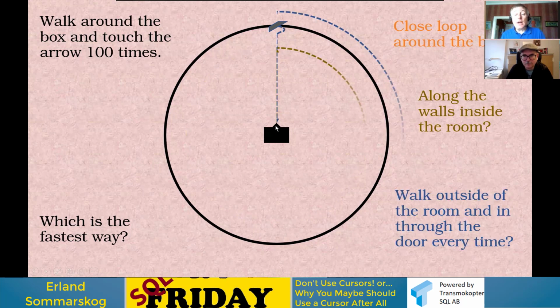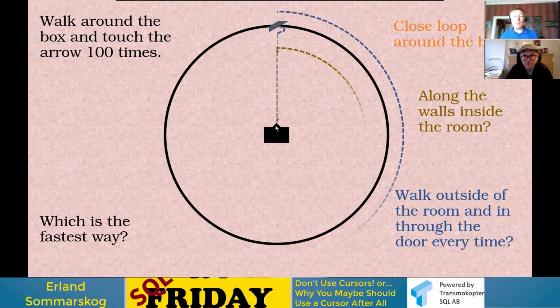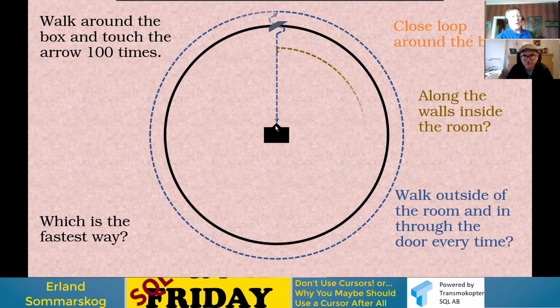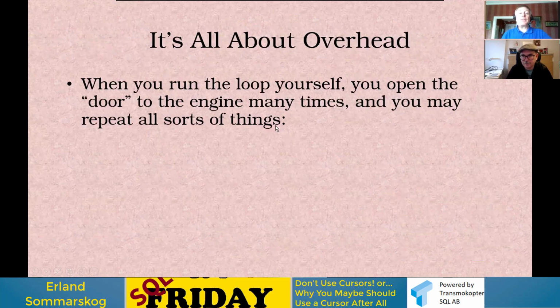Or we can take it one step further. I go to the door. Yeah, it's a heavy door. Open it, close it, walk around the block, come back, open the door again, and touch the arrow. Yeah, we can do that. Now, which is the fastest way to do that? Well, the closed loop around the box, we can say this is the batch mode they introduced in SQL 2012 with column store, now available for all sorts of queries because they optimized some things inside the engine. The row walking along the walls inside the room, that's the row mode. They're still avoiding the door, but when you walk outside the door, that's when you run the loop yourself, because you are going to add all that overhead. It's all this overhead when you open that door.